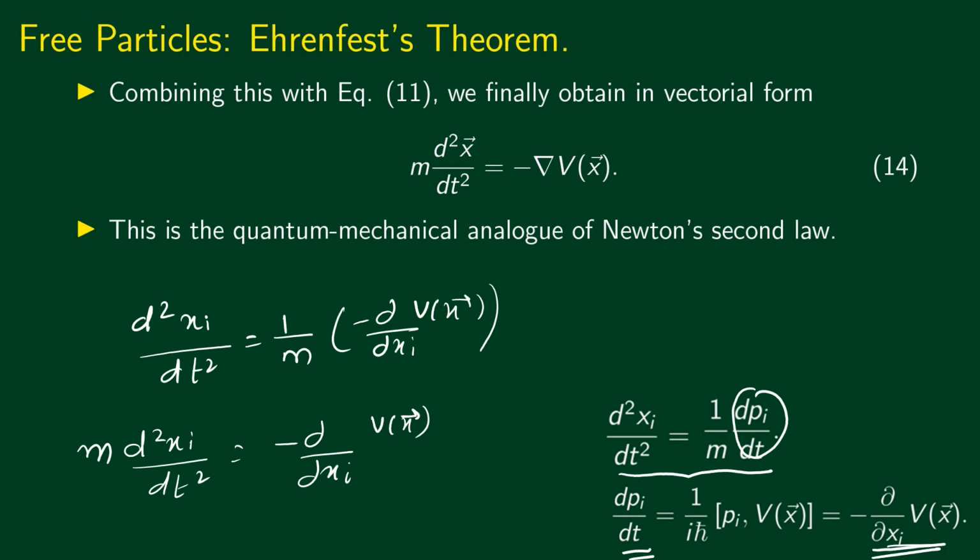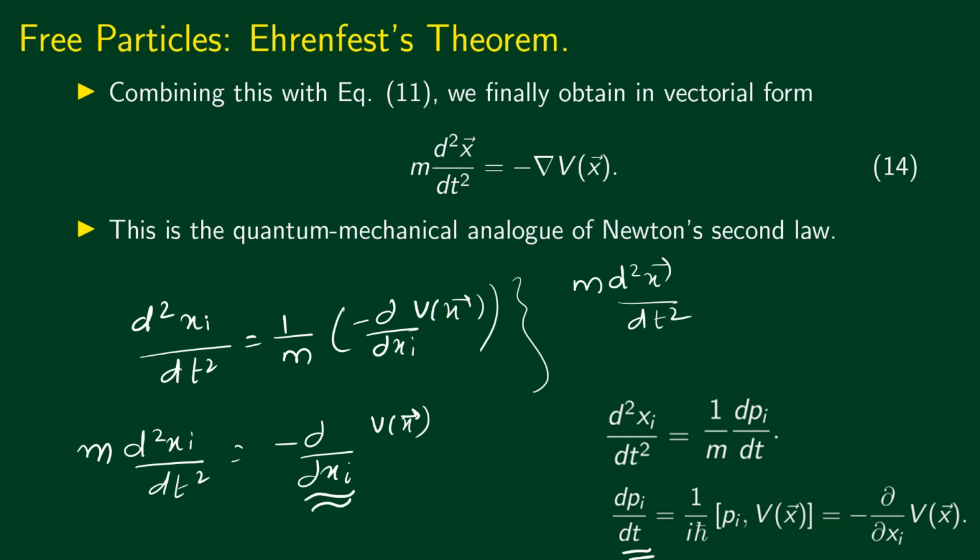Now this equation is only for the ith component of the x operator. That means these are actually three equations, one for i equal to 1, the next for i equal to 2, and then for i equal to 3. So together, these three equations can be written as a vector equation. We can write this as m d square x vector by dt square. We know that the partial derivative with respect to x_i is the ith component of the operator del vector. So m d square x vector by dt square is equal to minus del vector of V of x vector. This looks exactly like Newton's second law.